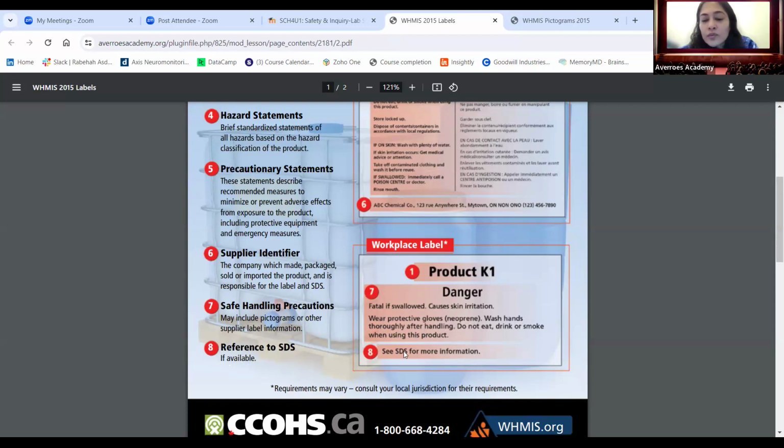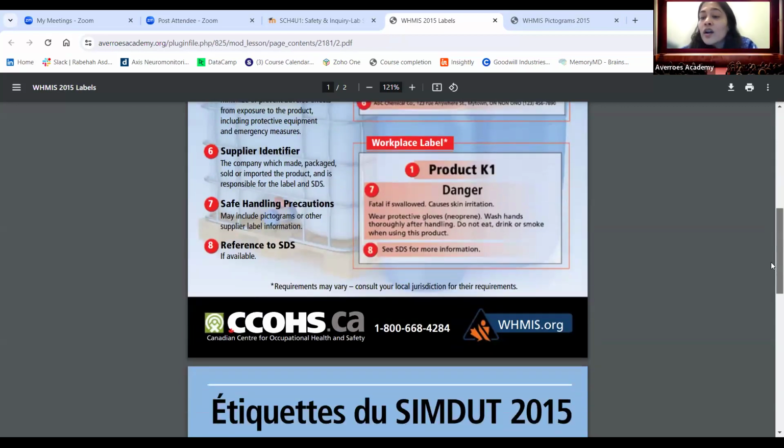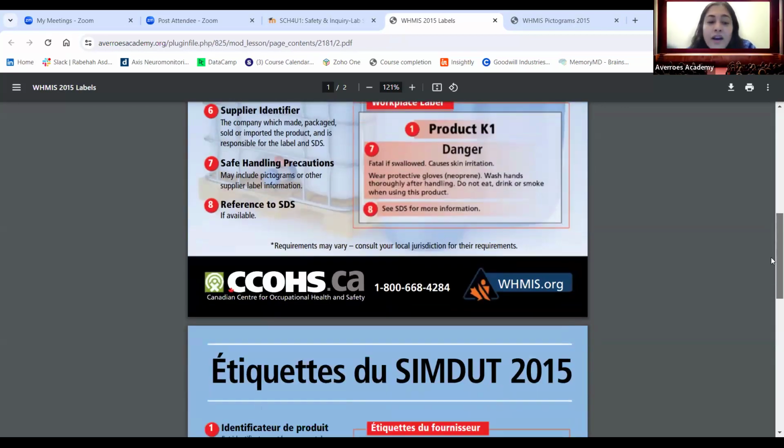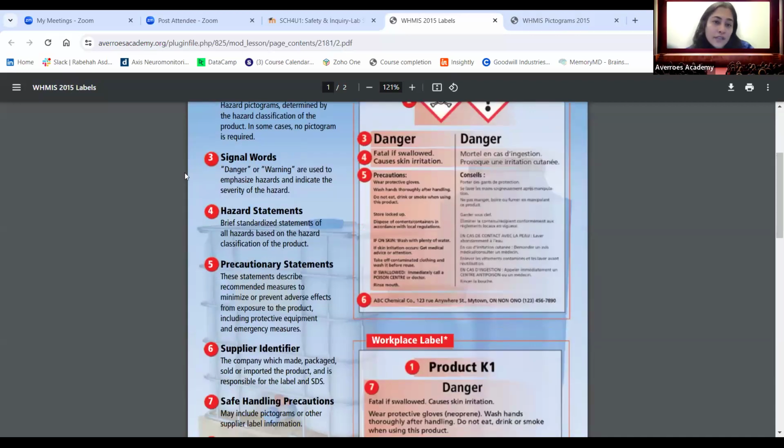So number 8 would be safety data sheet. So basically you have to refer to the safety data sheet for more detailed information on this product.